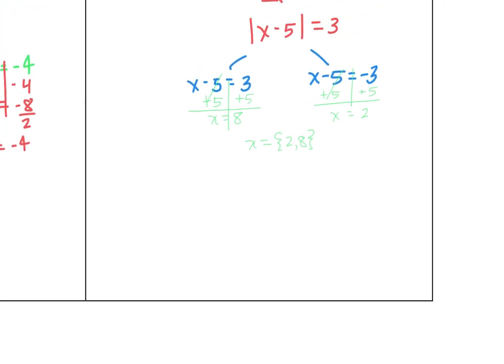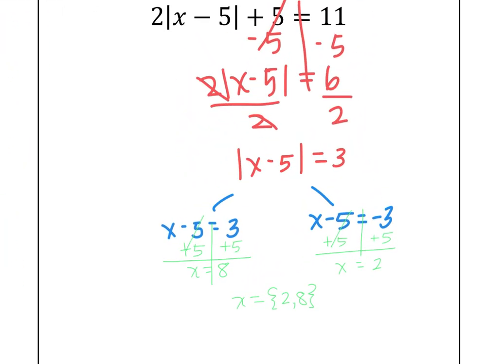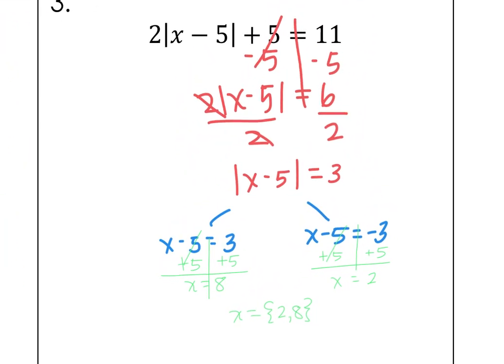Okay, I saw a lot of correct answers, so that makes me very happy. Your 2 solutions for x were 2 and 8. So same thing, like the last one, we get this absolute value part by itself by first undoing the constant. So since this was a plus 5, I subtracted it. Then I'm going to undo the coefficient. So since it's multiplying by 2, I'm dividing. Finally, I get the absolute value of x minus 5 all by itself. I can break it into its 2 equations. X minus 5 is going to equal the positive 3 and the negative 3.